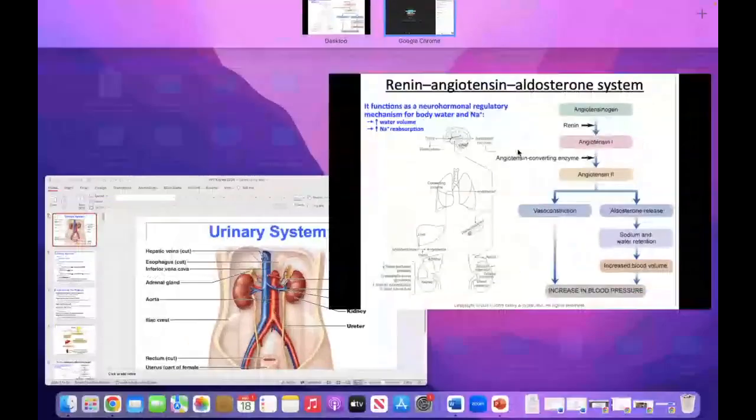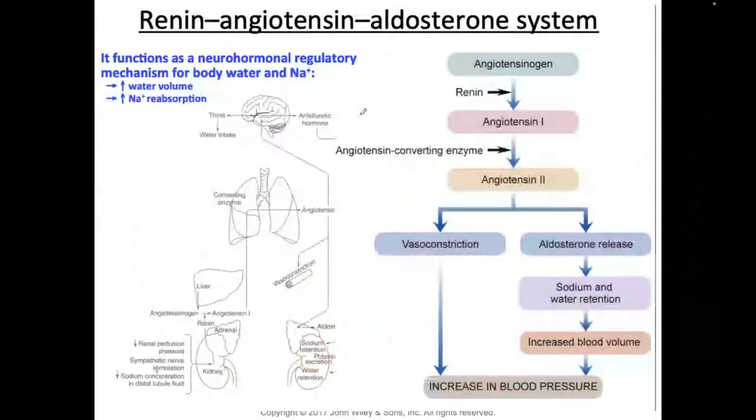Let's take a look at the RAAS system. The RAAS is the renin angiotensin aldosterone system. So what we have here is angiotensinogen. And when we look at the word, let's try and break it down and see if we can figure out what this is. So we see a few things here.